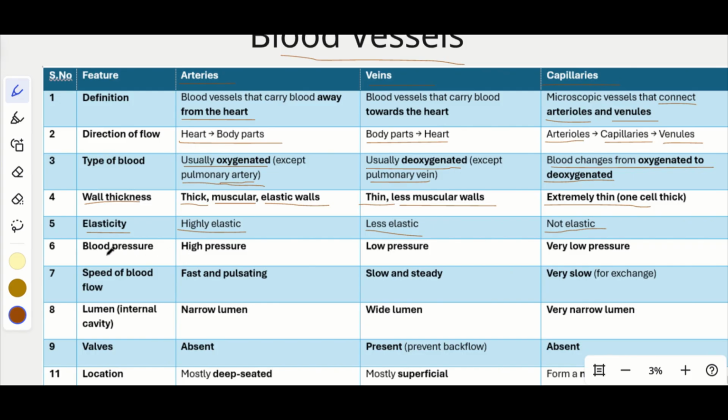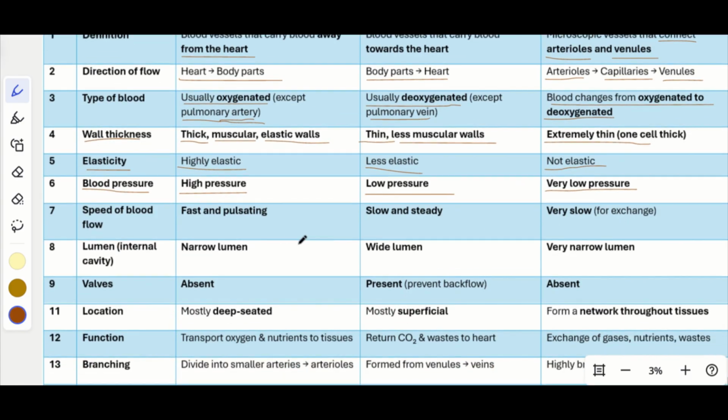Talking about pressure, arteries have very high pressure. Veins usually have very low pressure, and capillaries have very, very low pressure. And what about the speed of blood flow? In arteries it is very fast and pulsating. In veins it is very slow and steady. In capillaries it is also very slow, because the exchange should be done.